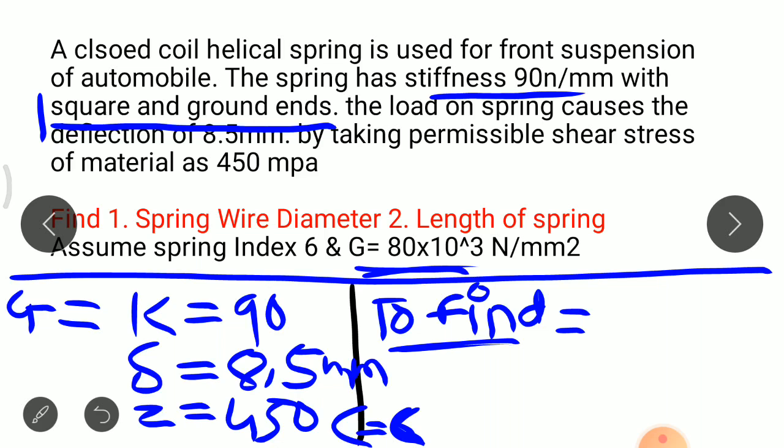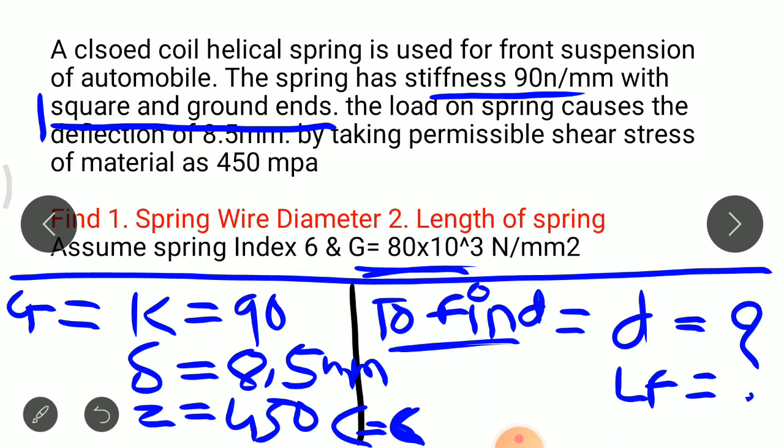And in the section of finding, we have to find the spring wire diameter, that is d, and the length of spring, that is L. Here this length L is the free length, so I will write here LF, that is free length, and this we have to calculate.